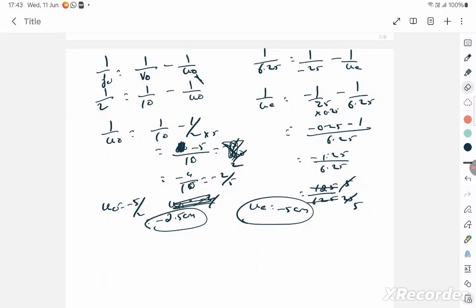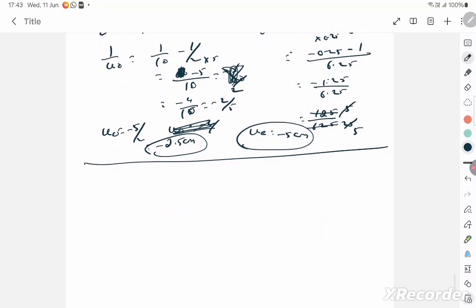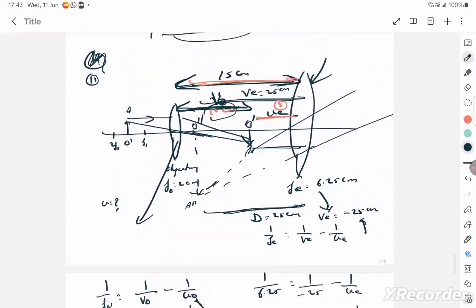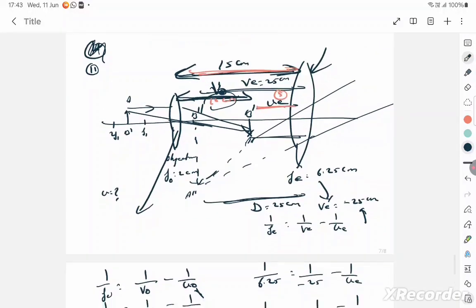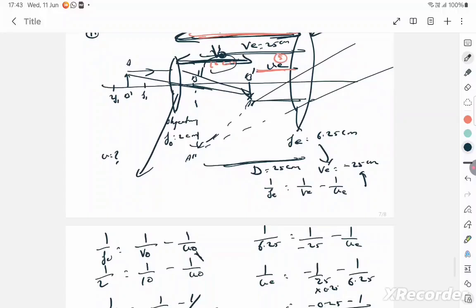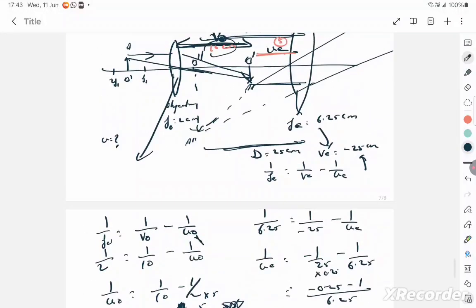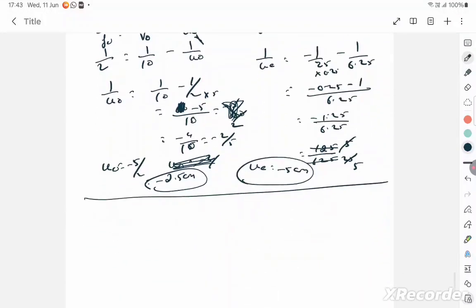Okay, so the next is, of course, there are questions in continuation of this question, such as they ask what happens if the final image is at infinity. When the final image is at infinity, it's called... When will you get the final image at infinity for this?